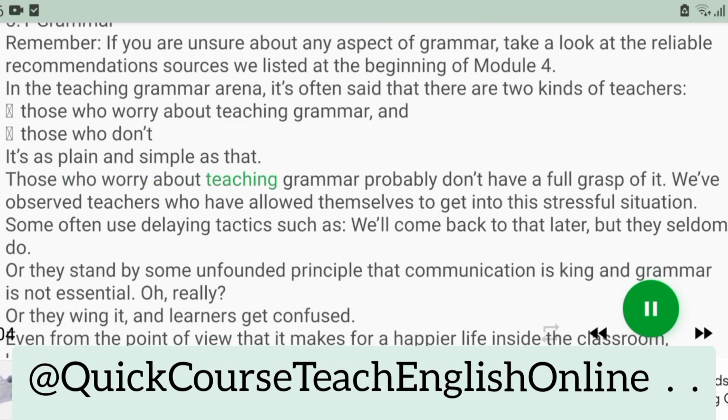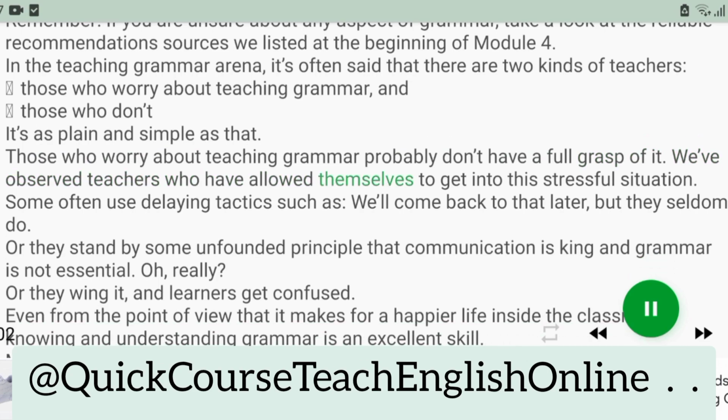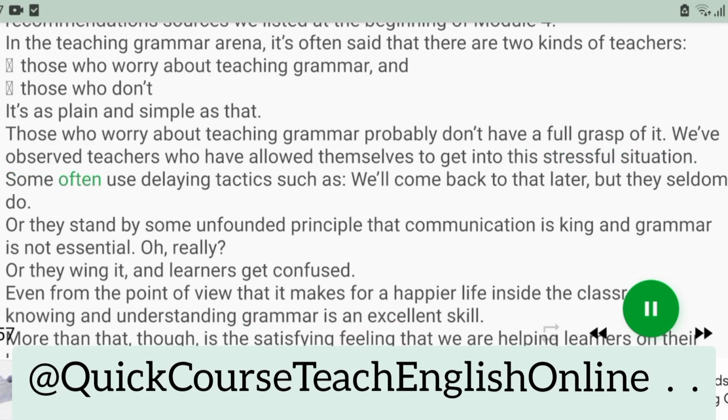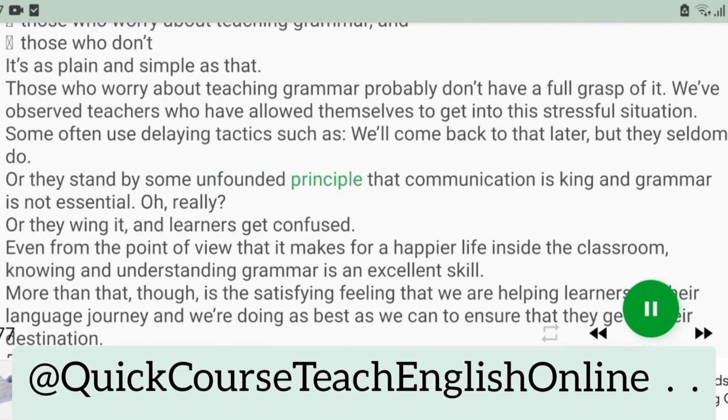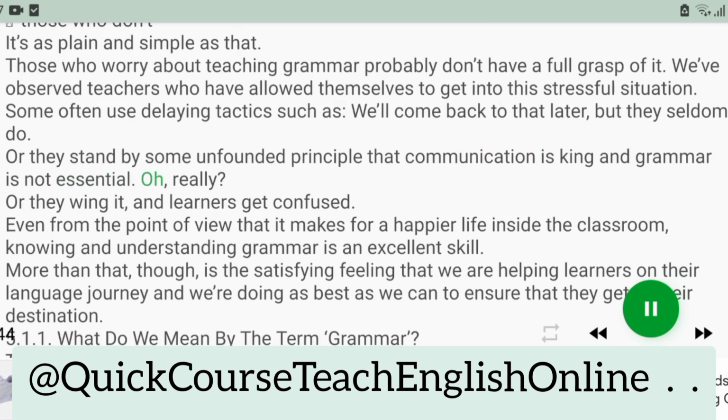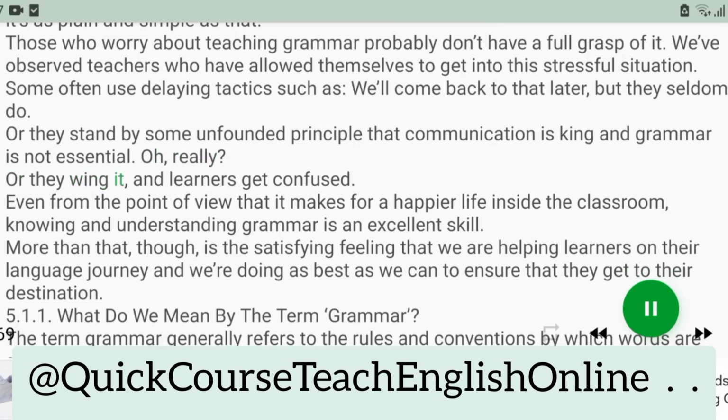Those who worry about teaching grammar probably don't have a full grasp of it. We've observed teachers who have allowed themselves to get into this stressful situation. Some often use delaying tactics such as, "We'll come back to that later," but they seldom do. Or they stand by some unfounded principle that communication is king and grammar is not essential. Oh, really? Or they wing it, and learners get confused.